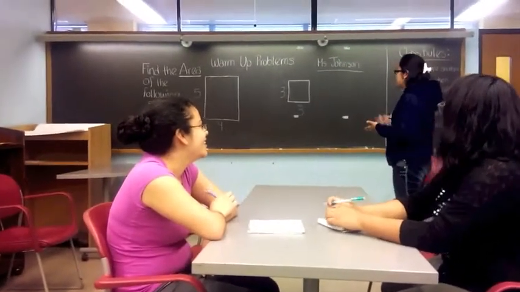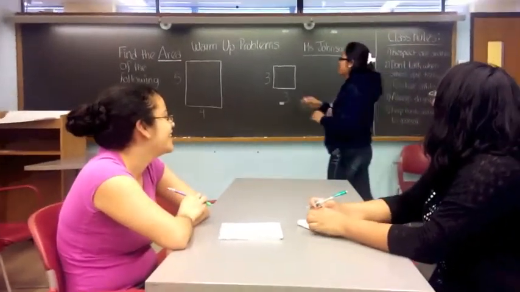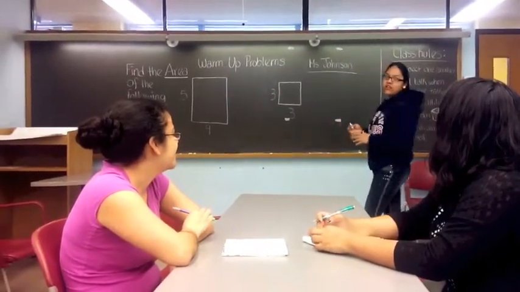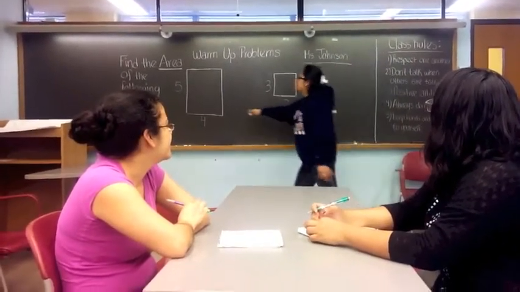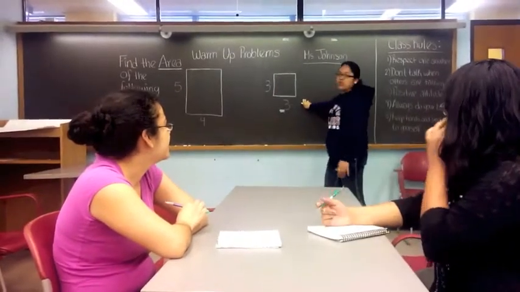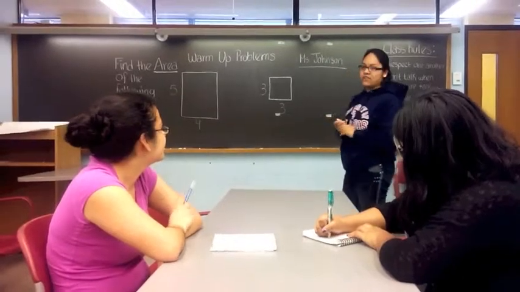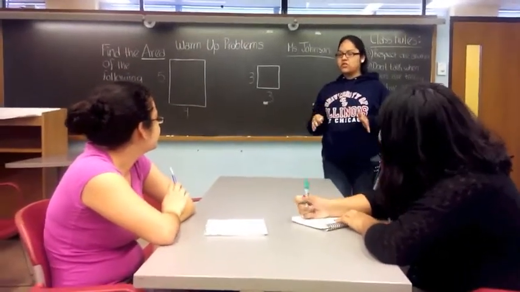My name is Ms. Johnson, and today for math we're gonna work on these word problems. The instructions are to find the area of the following shapes. Here we have a rectangle, and here we have a square. You're gonna work in partners and try to figure out the area of these two shapes. If you have any questions, you could ask each other, or you could ask me.